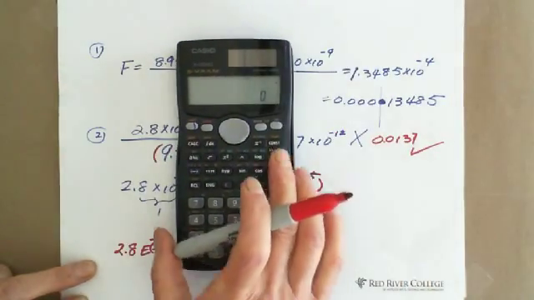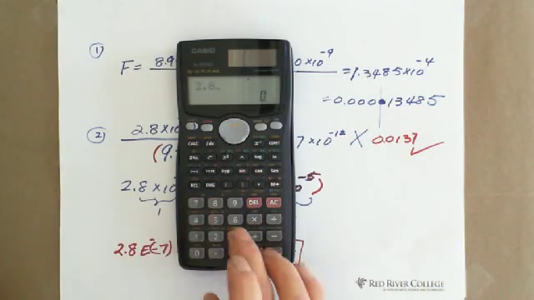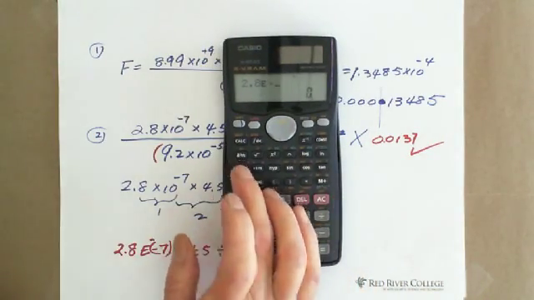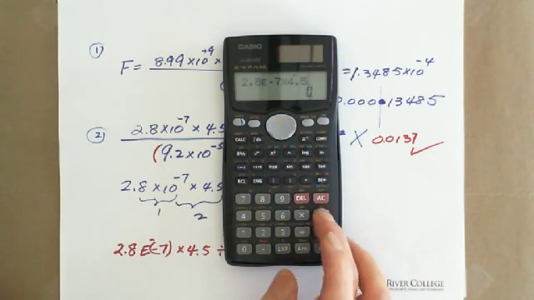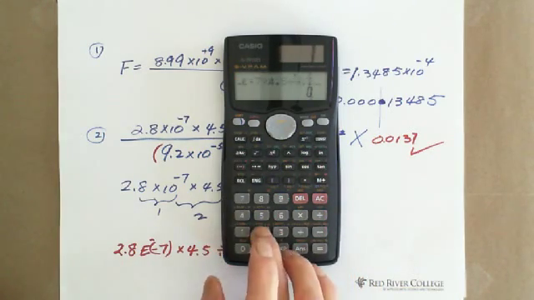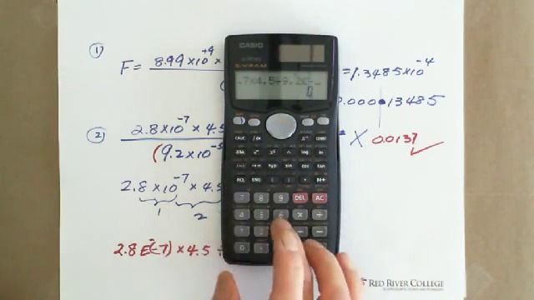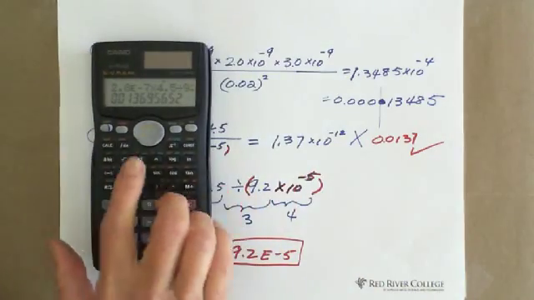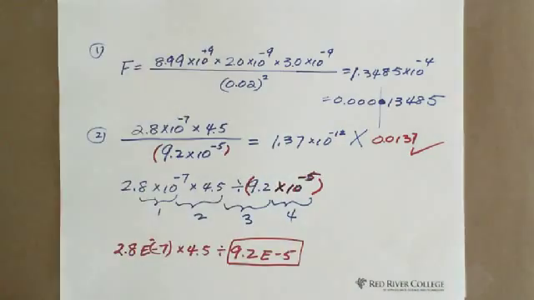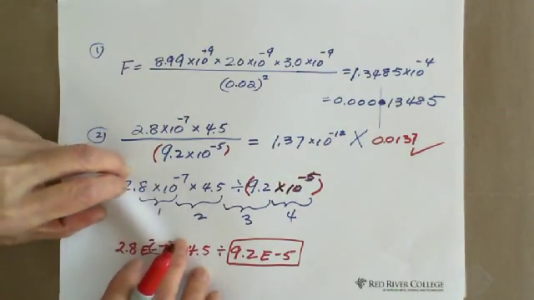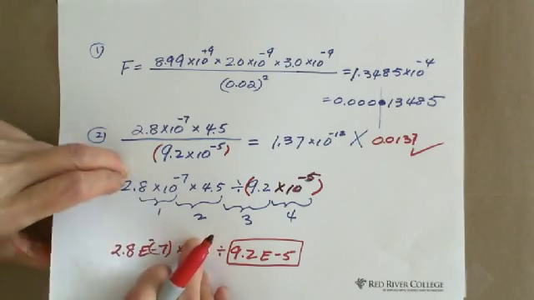Let me show you. 2.8 exponent -7, multiply 4.5, divided by 9.2 exponent -5, equals 0.0137. Okay, that's the second trouble. And the third trouble is similar, but I feel it's very important to show.